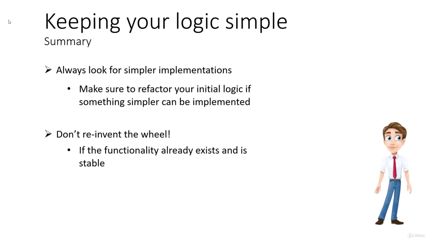is stable. We know it's fine. We know we can use it in production apps. We don't have to worry about bugs and so on. So in this case, we shouldn't have reinvented the wheel, and instead we revised our code and replaced our logic with something that was out of the box, something that was already working.